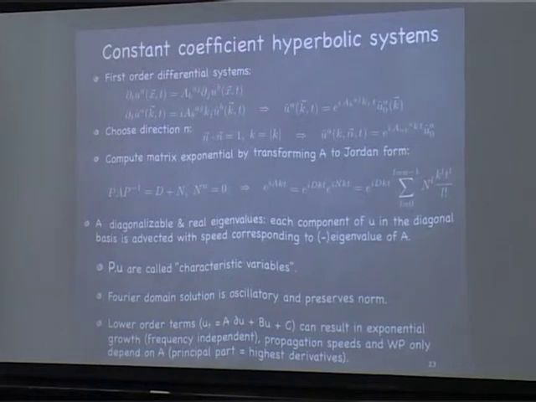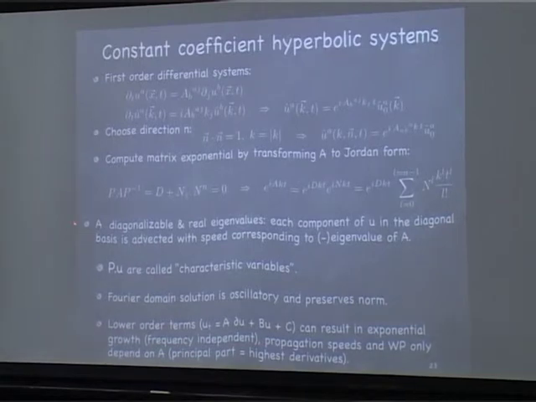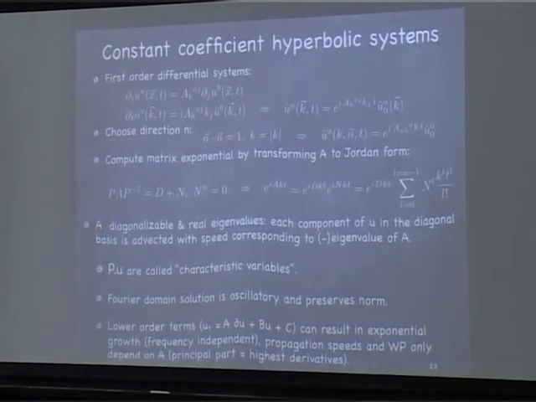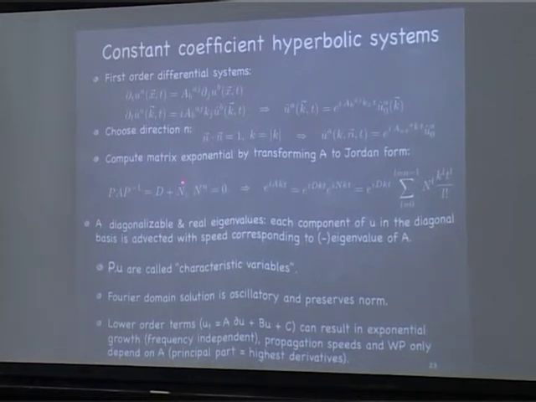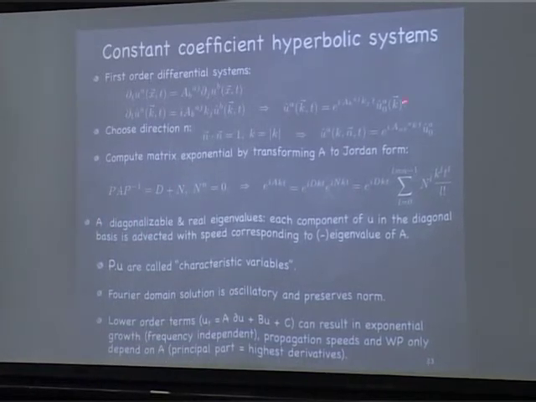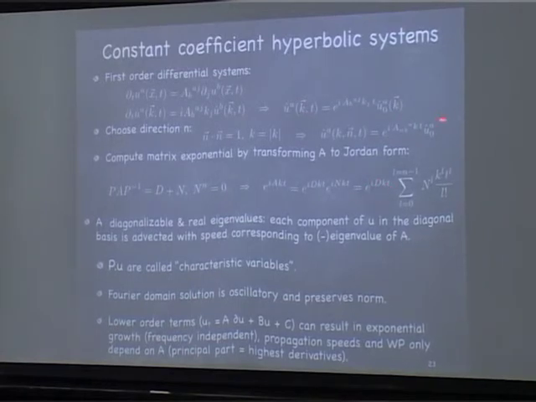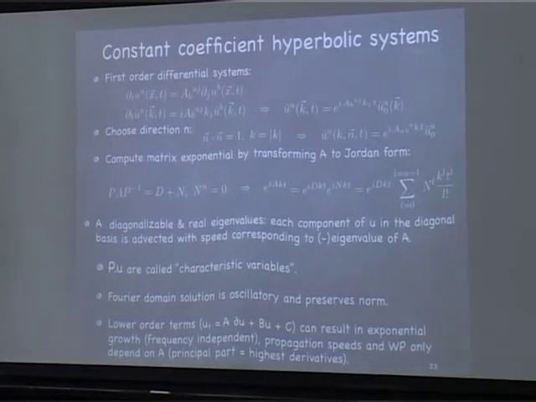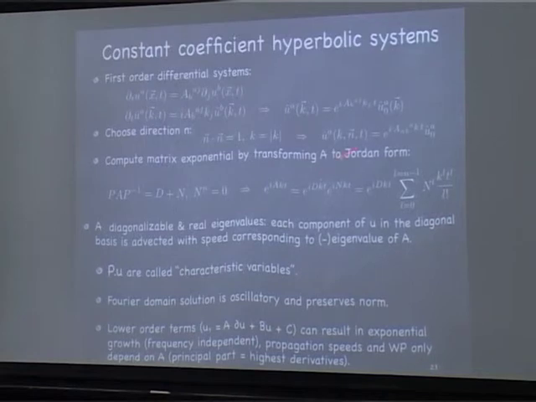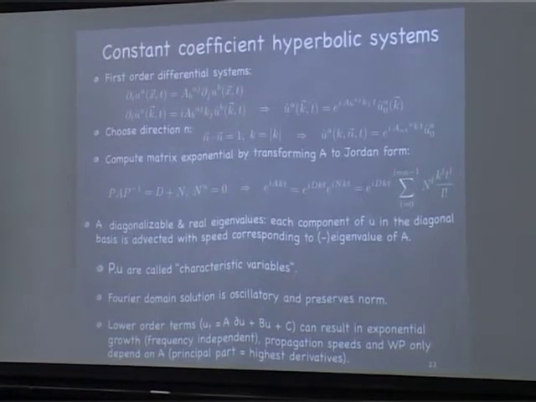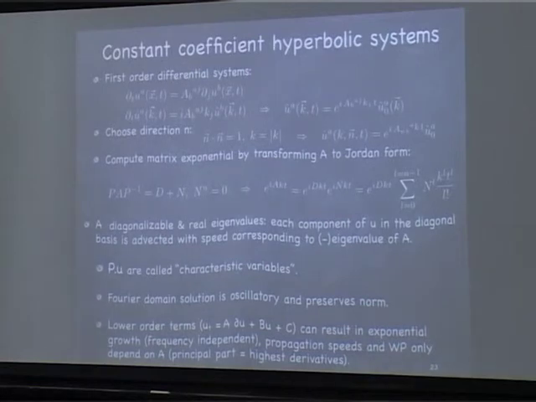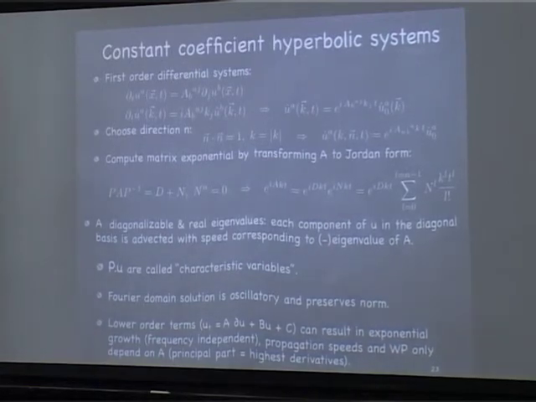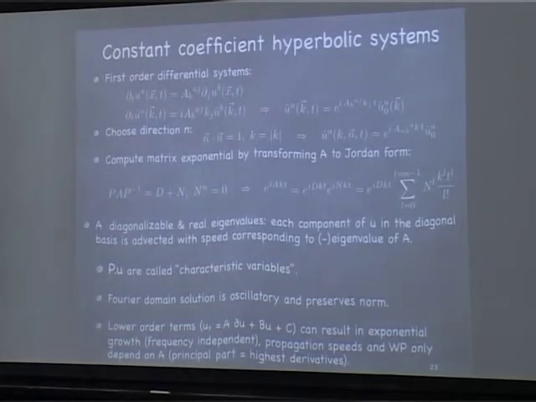Okay. So let's look at a few cases of what this formula is telling us. If the matrix A, the principal part matrix, is diagonalizable, then this means that N is zero, and the solution is just e to the i D k t times the initial values. If the eigenvalues of this matrix D are real, then this expression is just an oscillatory expression. And because it's just oscillatory, it preserves the norm, and it's obviously well posed, just as the advection equation.